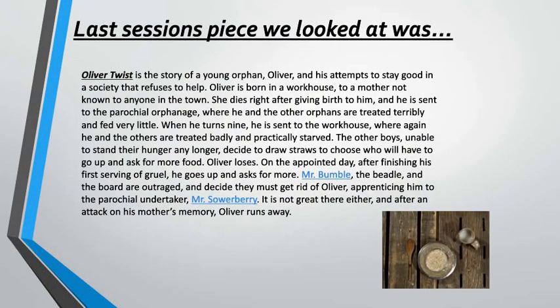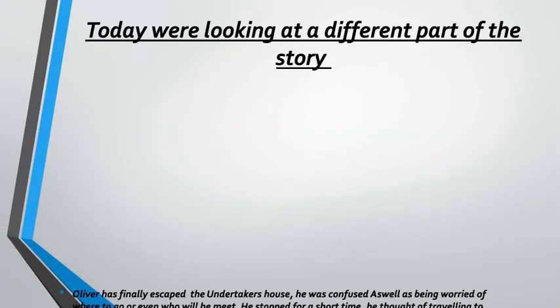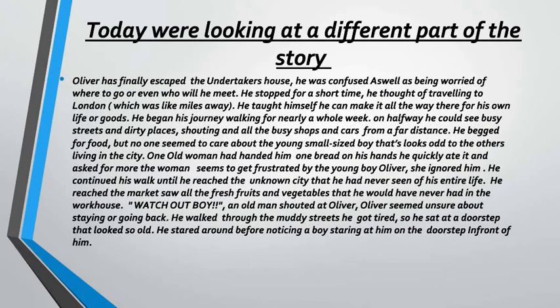If we look at the first one here, it says he was adopted by the undertaker. Now when he's adopted by the undertaker, he escapes them because he gets in a fight with them, and then he gets to eat leftovers, which is just gross. Oliver has finally escaped the undertaker's house.